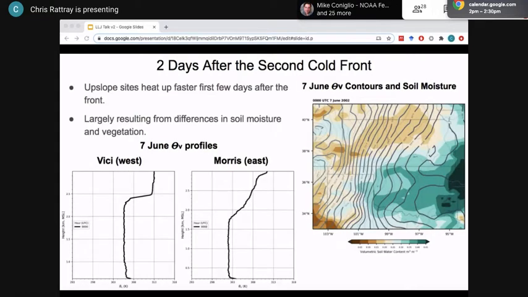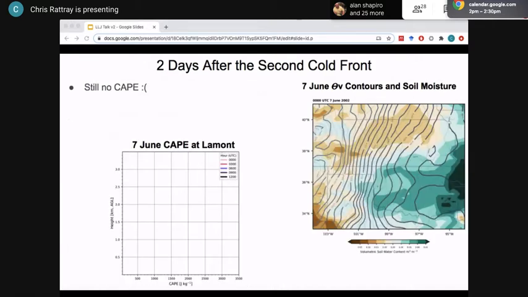And so taking a look at the second day, we can see that the thermal gradient is beginning to return along the slope, and it's beginning to move into Oklahoma. And this is starting to show up in the profiles from the sites. We now see that Visay has a warmer profile than Morris. And this explains the increasing southerly flow. However, we still don't have any CAPE at Lamont.